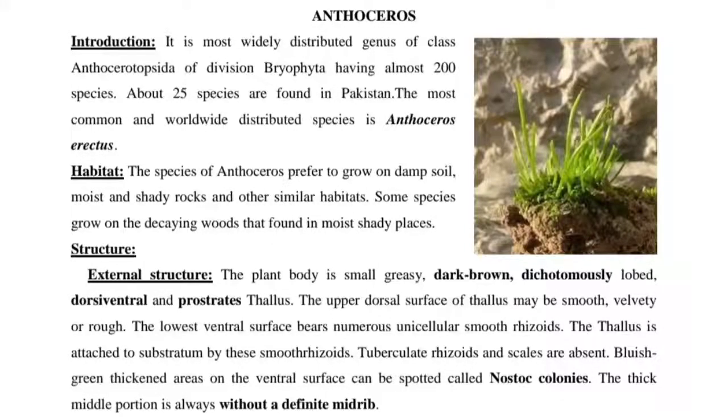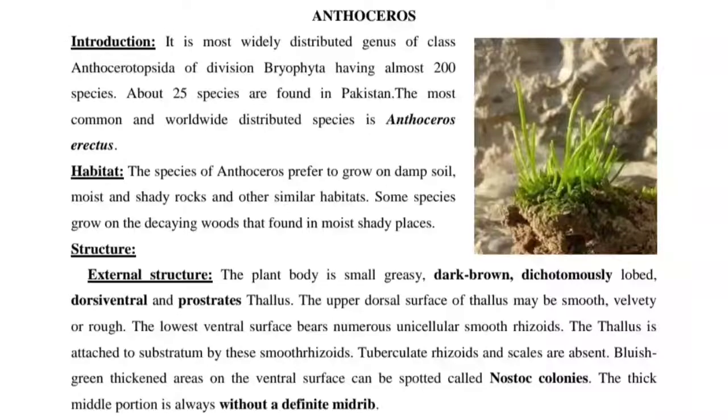Anthoceros introduction. It is the most widely distributed genus of class Anthocerotopsida of division Bryophyta, having almost 200 species. About 25 species are found in Pakistan. The most common and worldwide distributed species is Anthoceros erectus. Habitat. The species of Anthoceros prefer to grow on damp soil, moist and shady rocks and other similar habitats. Some species grow on decaying wood found in moist shady places.